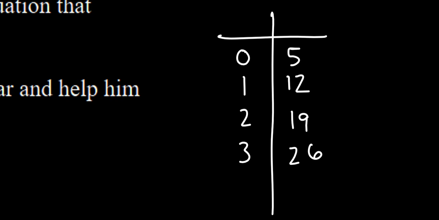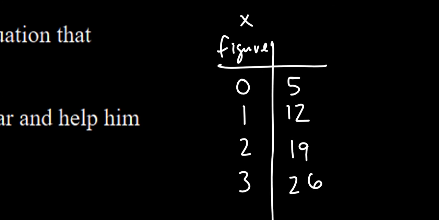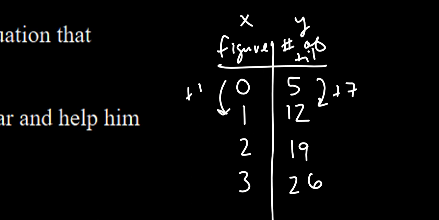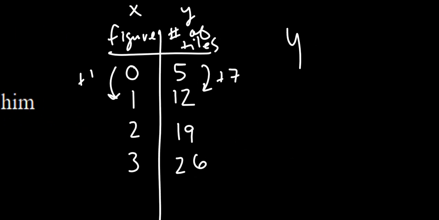So what's happening here is every single time the figure, or we could call this x, increases by 1 unit, my y values are increasing by 7 units. So these are the y's, or the number of tiles in this situation. So my equation here would look something like y is equal to, we are growing by 7 tiles, so 7x, plus our 0th term starts out with 5 tiles.